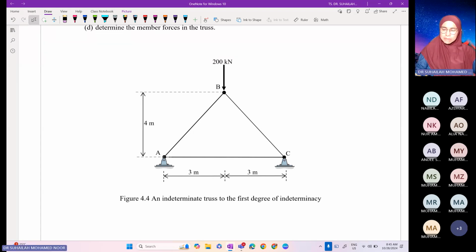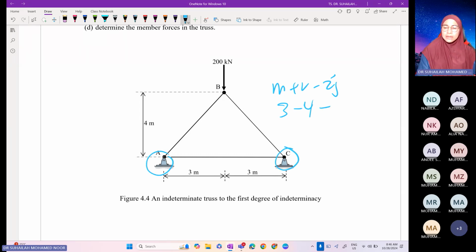Okay, member AB, member BC, and member CD. So there are two pin supports here. If we check for the degree of indeterminacy, M plus R minus 2J. For members, there are three members. There are four reactions because of the two pin supports, and joints, there are three joints, 2 times 3. So this is equivalent to 1. Means that DOI is equivalent to 1.